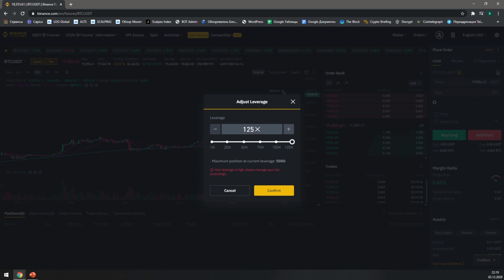For example, you have a $10,000 deposit and you want to enter a position, let's say on the seventh leverage. So you're going to open it for $70,000, right? And we are going to face this limit because the limit here is only 50,000. Another thing I want to say is that when you go over a deposit of $1,000, you'll face these limits a lot of times.